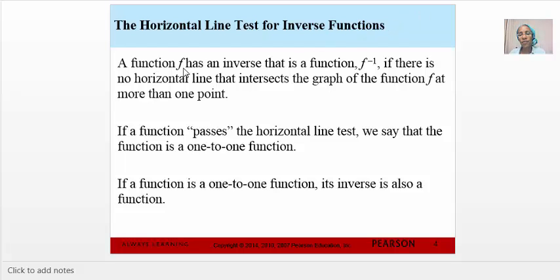So a function f has an inverse that is a function, and remember we refer to that as f inverse, if there is no horizontal line that intersects the graph of the function f at more than one point. If a function passes the horizontal line test, we say that the function is a one-to-one function. So if a function is a one-to-one function, its inverse is also a function.